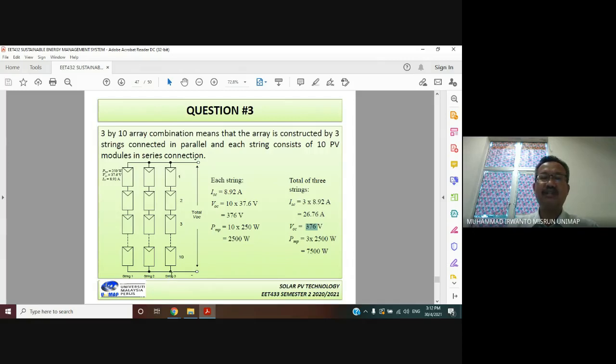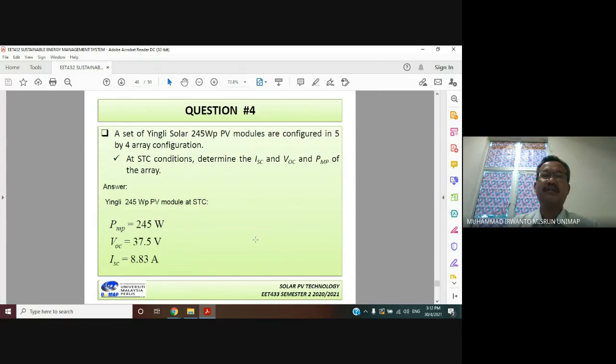And then the maximum power is the summation of the power of the strings. Because we have 3 strings and each string has a power of 2500 watt, the total maximum power is 3 multiplied by 2500 watt, equal to 7500 watt. That is example one. Here 3 is 3 strings.